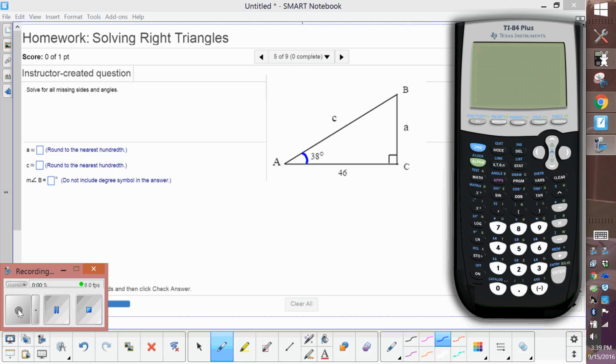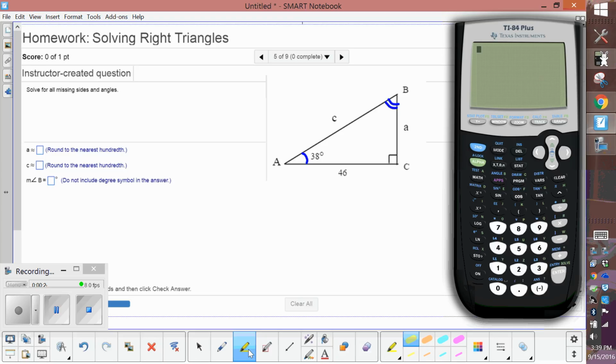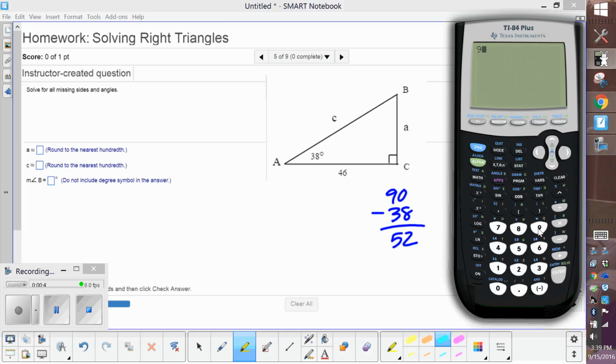Since I know that this is 38 degrees and I'm looking for angle B, and we know that this is 90, that means angle A and angle B have to add up to 90, because all three together have to add up to 180. So if I take 90 minus 38, you should get 52 degrees. We'll double check in the calculator. 90 minus 38, 52. So angle B is 52 degrees.